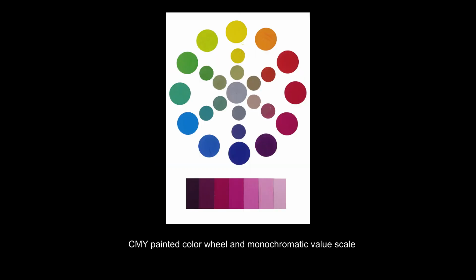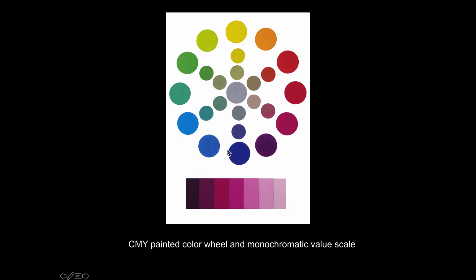Okay, so this is the last slide. This is what we're going to be doing when we start our color wheel. So again, we're going to be using the CMY colors, and you're going to do a value scale of one color. So any one of the colors on the color wheel you can choose, and you're going to start with it in its correct value position. We'll talk more about that in the third lesson.